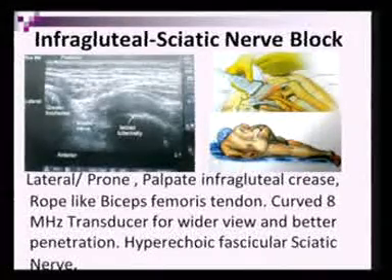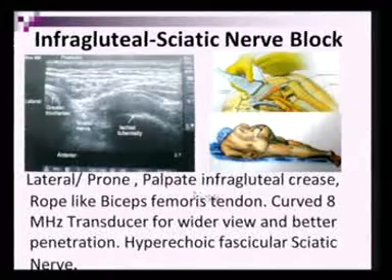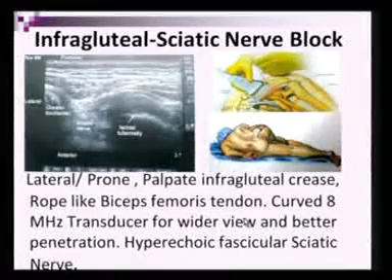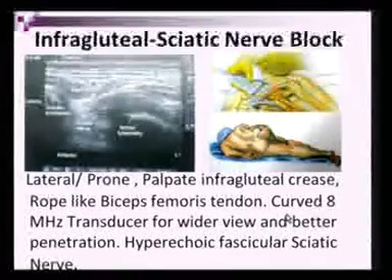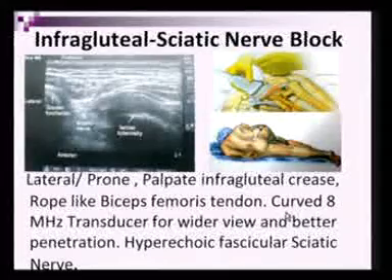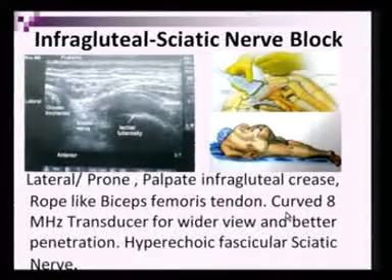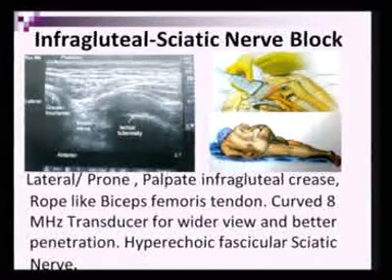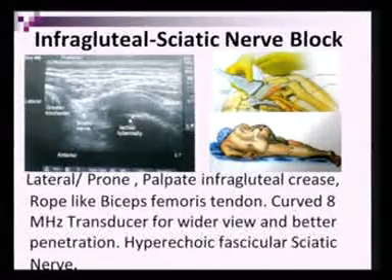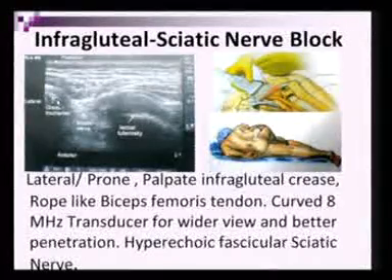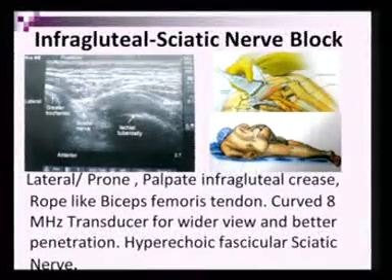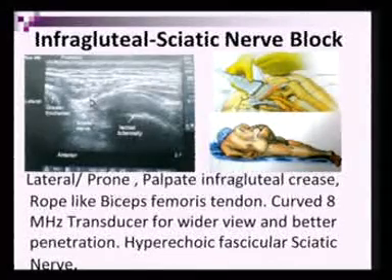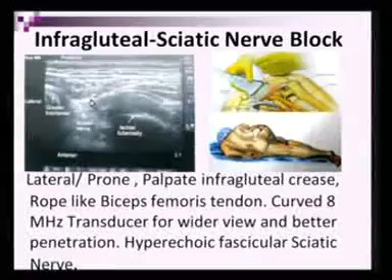We can palpate the infragluteal crease. Then a rope-like biceps femoris tendon can be palpated. Usually a curved 8 megahertz transducer is used for the wider view, and because we need deeper penetration also. The nerve is quite deep seated, and with this we can identify the ischial tuberosity, the greater trochanter, and the gluteus maximus muscle is seen here, and the sciatic nerve is seen as a hyperechoic fascicular structure.